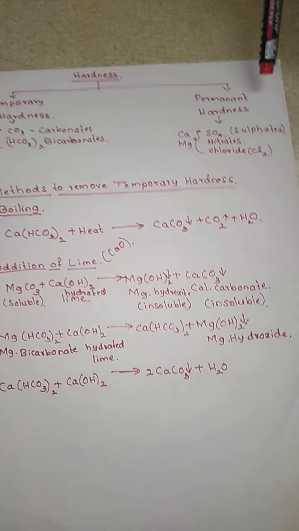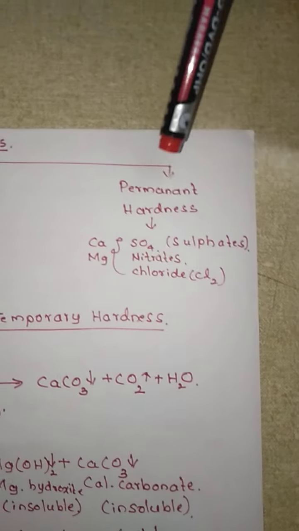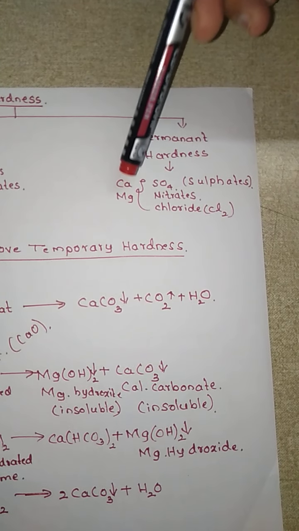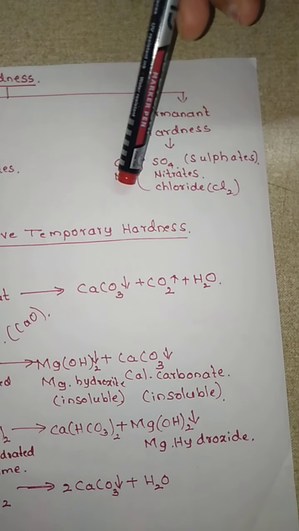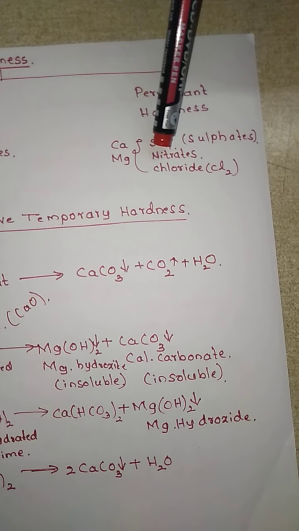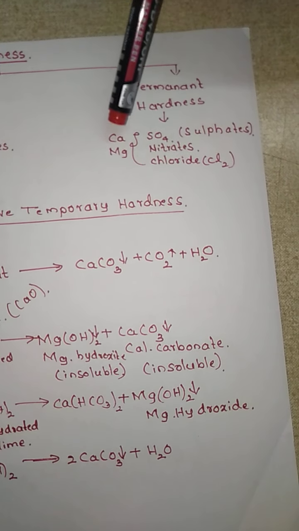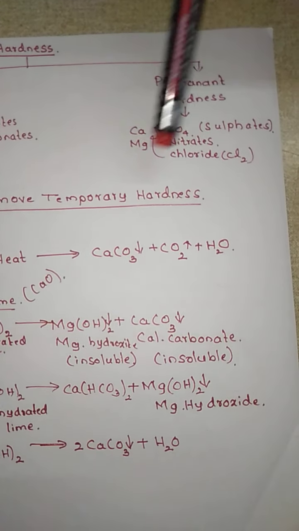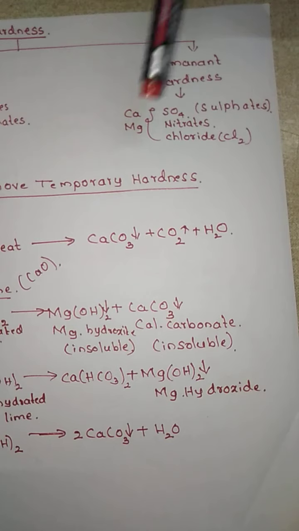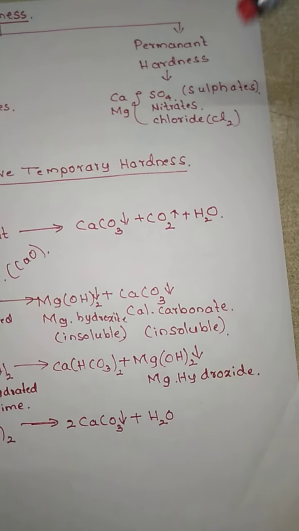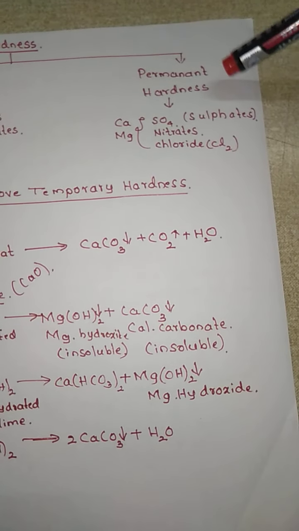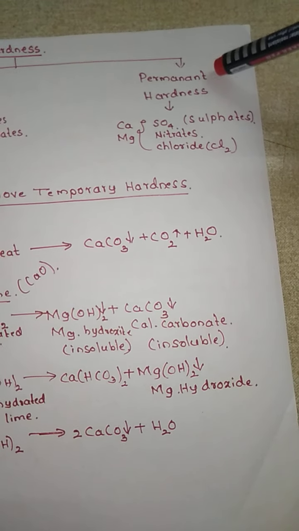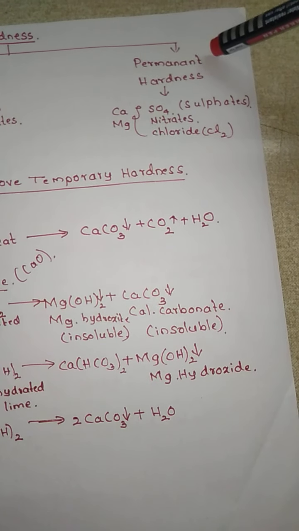Now we will discuss how to remove the permanent hardness. So what is permanent hardness? Permanent hardness is caused due to the presence of calcium and magnesium associated with sulfates, nitrates and chlorides. So when calcium sulfate, calcium nitrate, calcium chloride or magnesium sulfate, nitrate and chloride are present in water, it causes the permanent hardness. This permanent hardness we cannot remove by the process of boiling or addition of lime.